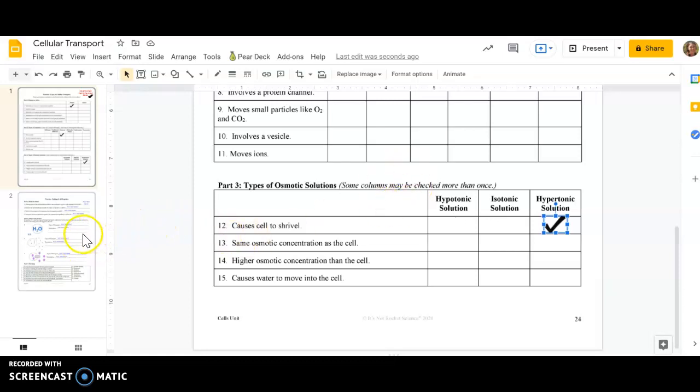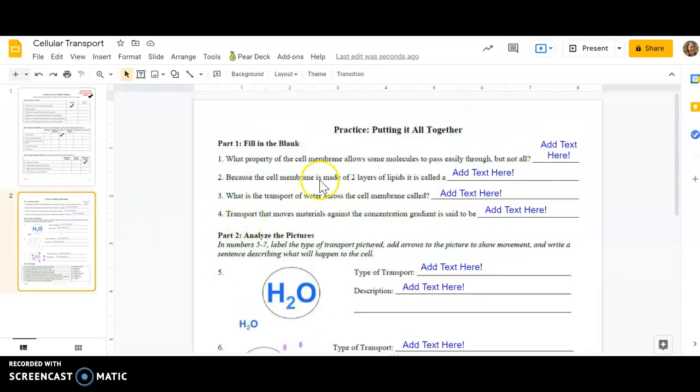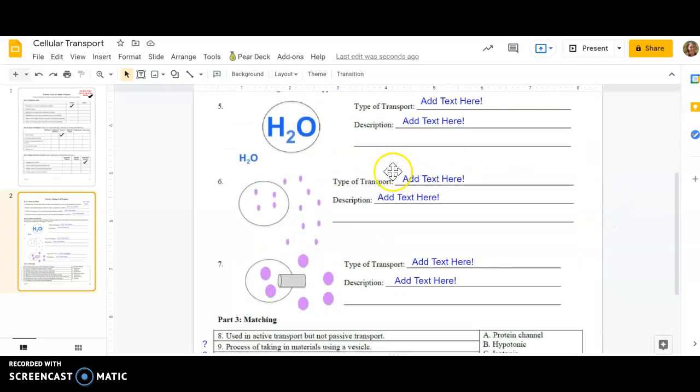All right, hopefully that gets you going on that one. Look back at your notes for help with that as well. On page 2, this one is using a little bit more of your vocabulary for lesson 2.2. So you're going to use the vocab terms here to fill in numbers 1 through 4. In part 2, you're going to have to identify the type of transport that's happening.